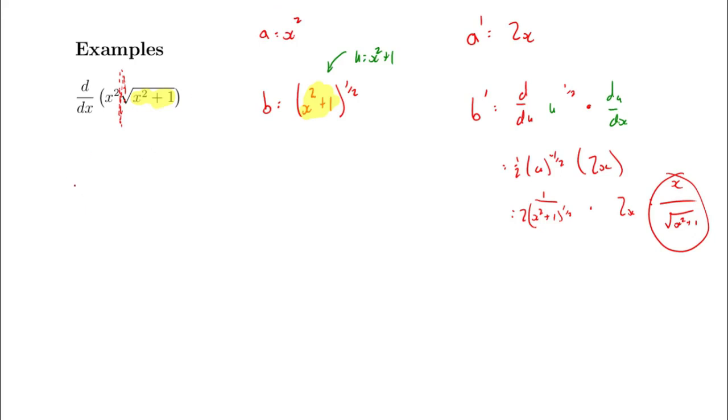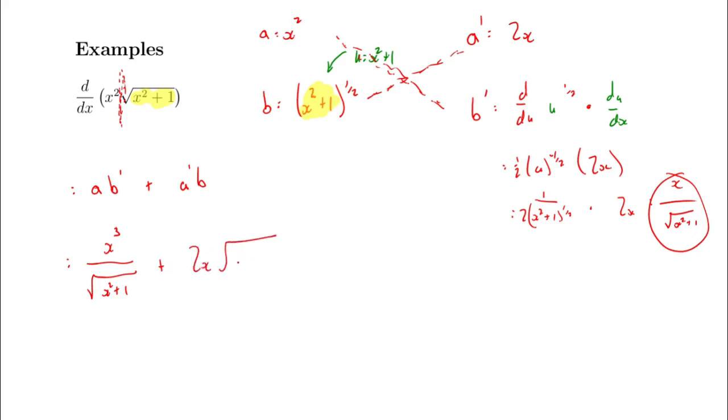Now we can go ahead and do the product rule that says this is going to be A times B prime plus A prime times B, or however you call that, right? We'll multiply those things together. We'll multiply these things together. Let's see how this goes. A times B prime is x squared times this fraction, so that's going to be x cubed over the square root of x squared plus 1 plus 2x times the square root of x squared plus 1.